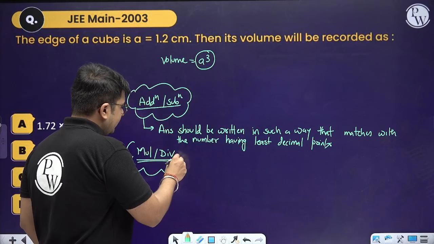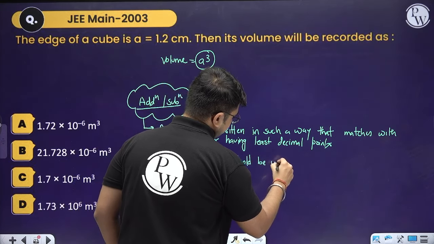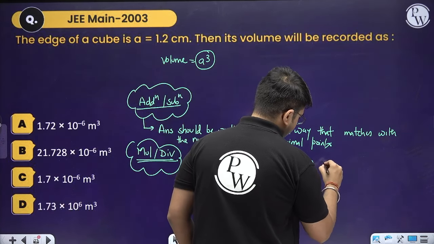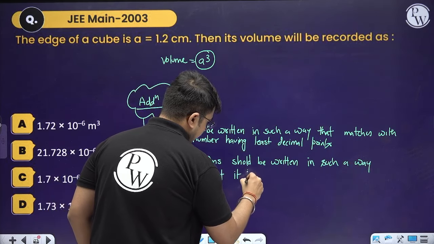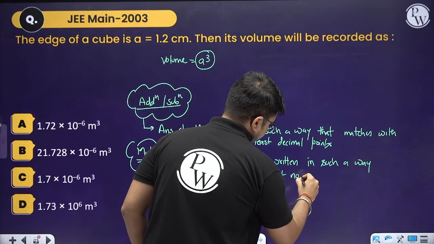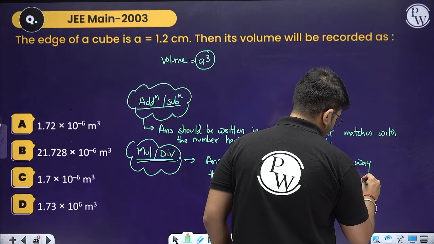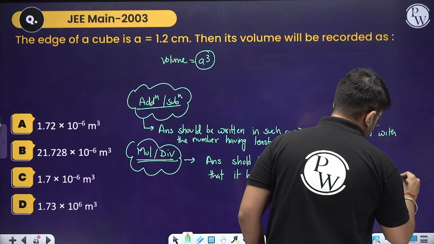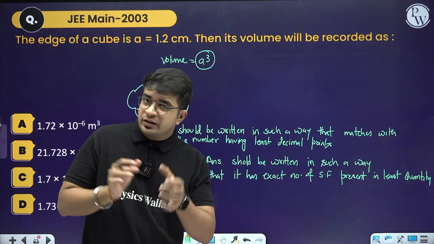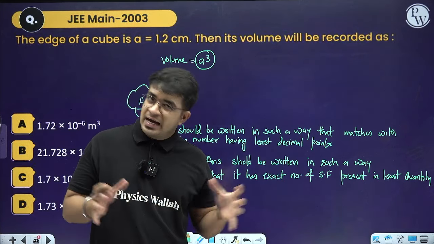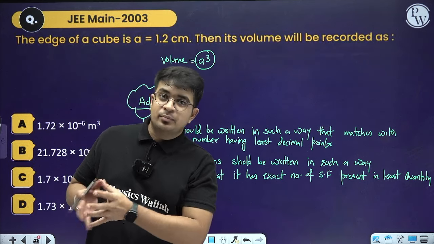And for multiplication and division, always remember the answer should be written in such a way that it has the exact number of significant figures present in the least quantity. What is the meaning in this particular case? Let's say I'm multiplying two numbers. One has two significant figures, one has three. I can multiply that entire part, but I need to write the answer in such a way that it contains the least number of significant digits.